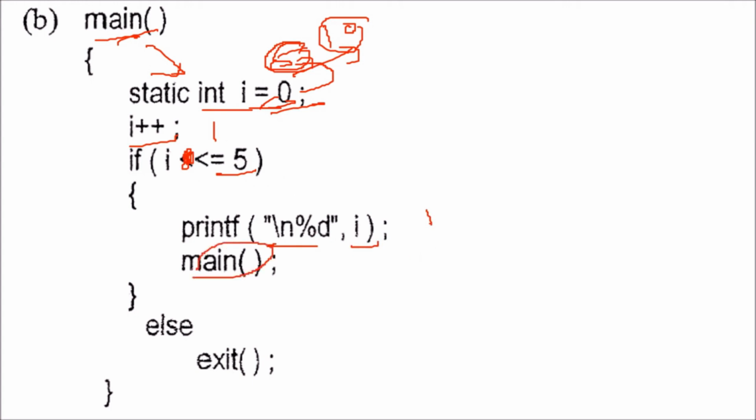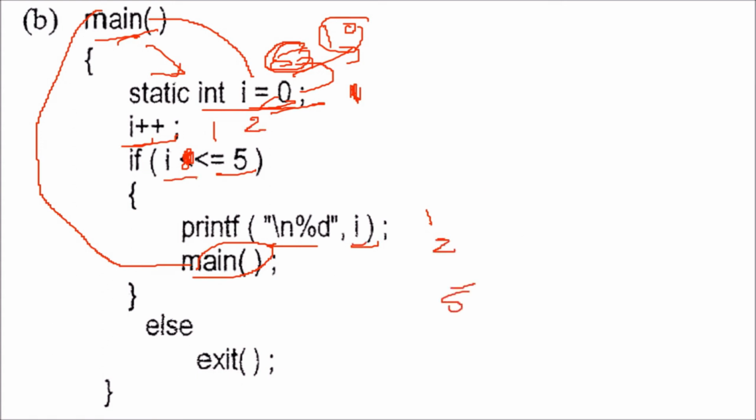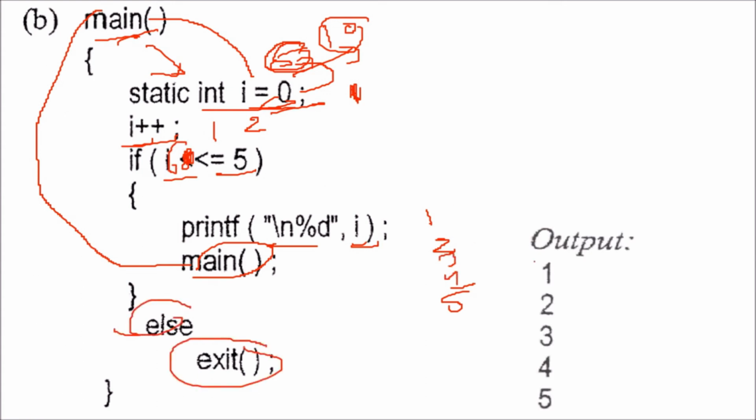Then you are calling main again. So you are going here. Now, as I said, i will retain its value. So i is 1 now. i++ means it will be 2. Since 2 is less than 5, 2 will be printed. So this goes on and on till 5. When 5 comes here, 5 is less than or equal to 5, it is okay. Now when 6 comes, 6 is less than or equal to 5 is false. So it will come outside to the else and we will exit. So 1, 2, 3, 4, 5 will be printed. So this will be the output.